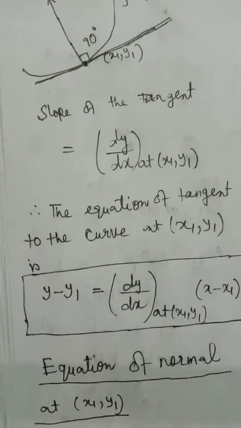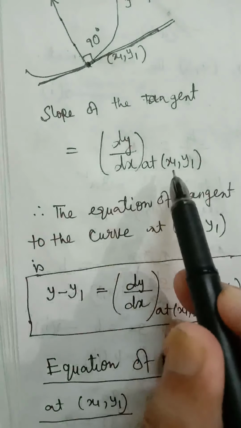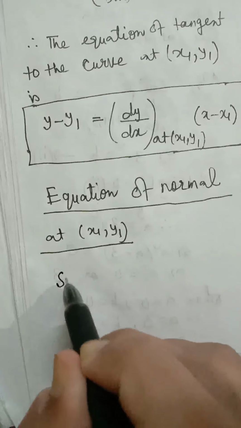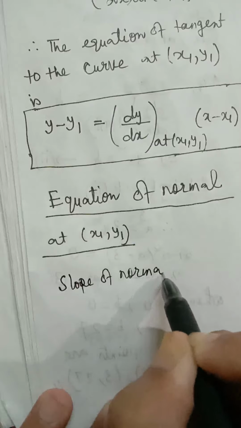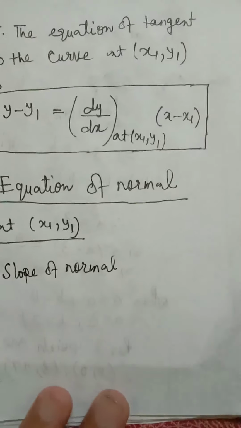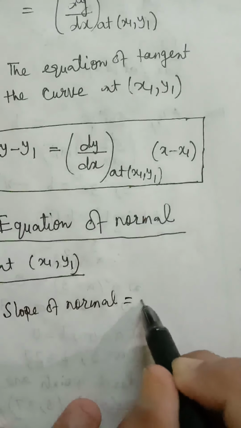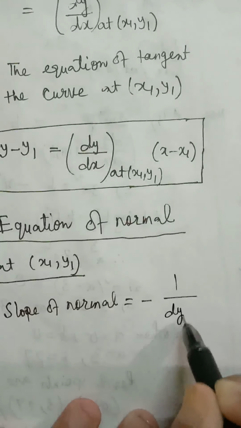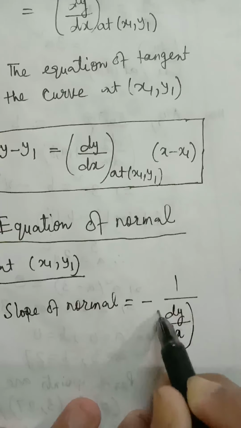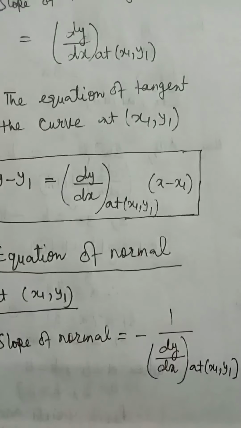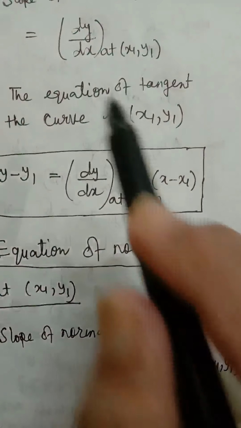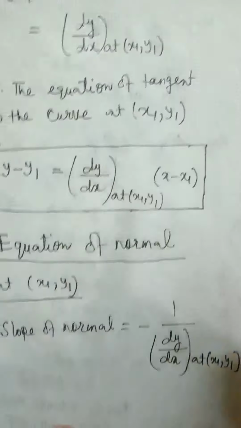The slope of the tangent is dy by dx at (x1, y1). The slope of the normal will be, as tangent and normal are perpendicular, the slope of tangent is dy by dx, the slope of normal will be minus 1 by dy by dx at (x1, y1). In that case, the product of the slopes of the lines, the product of the slope of tangent and the slope of normal.